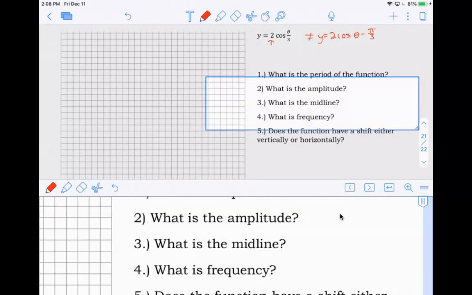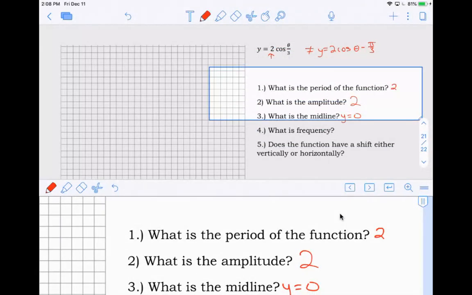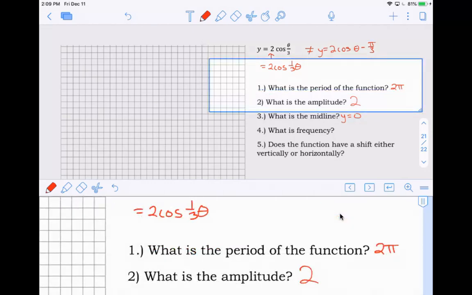Boring old classic, make the amplitude 2. Okay, there's nothing on the end. Midline is equal to 0. But when it comes to the frequency, normally we would say it's 2 pi. But now I'm going to rewrite this just a little bit so we can see something a little clearer. This pi over 3 is the same thing as 1/3 theta. Okay, 1/3 theta instead of theta over 3. What that does is take 2 pi and divide it by that 1/3.